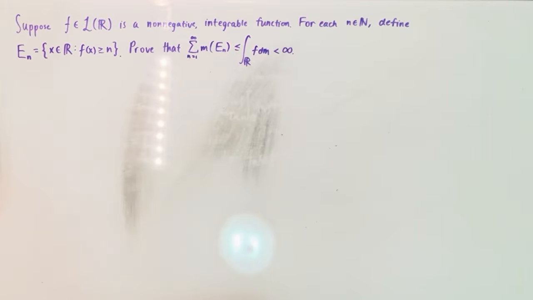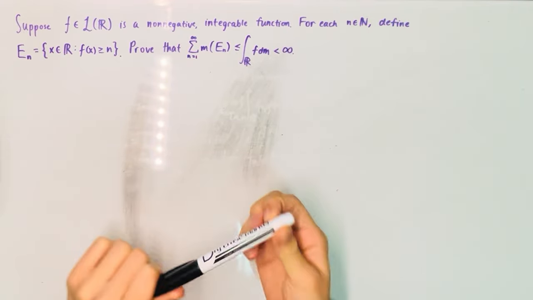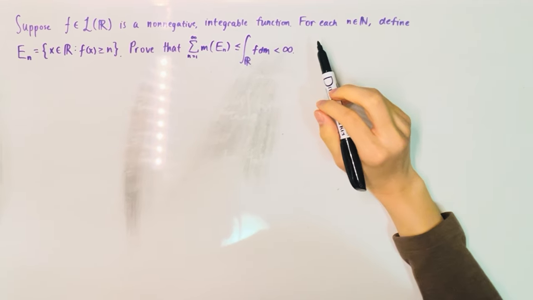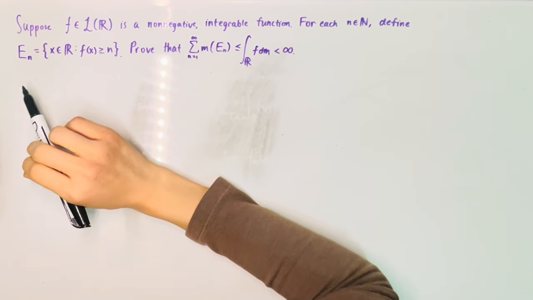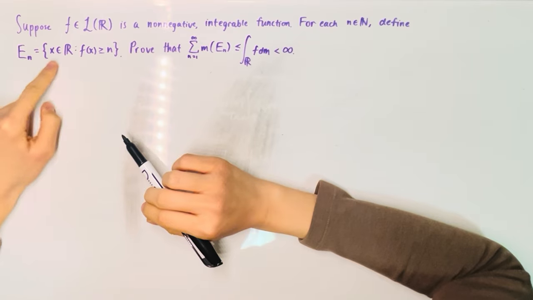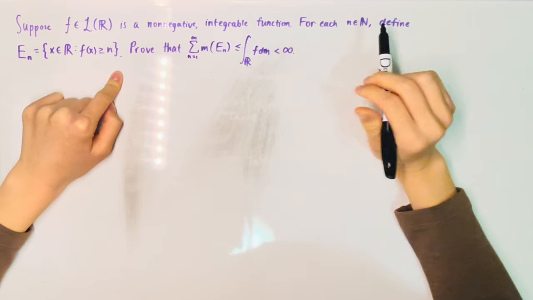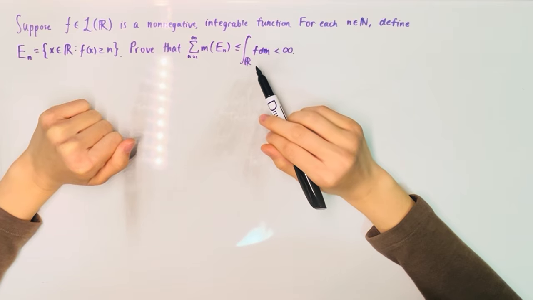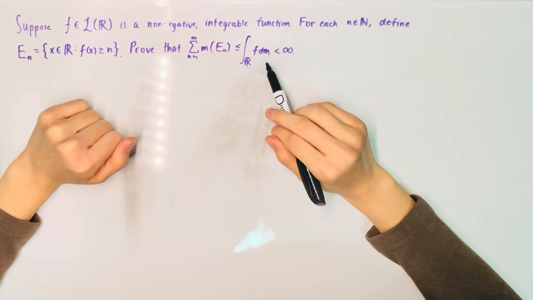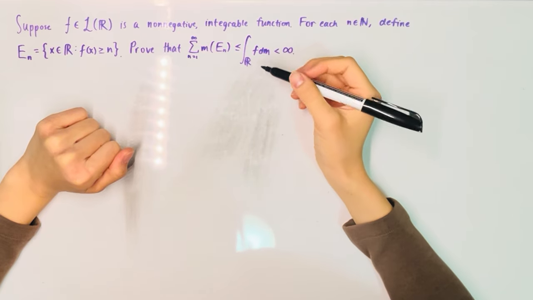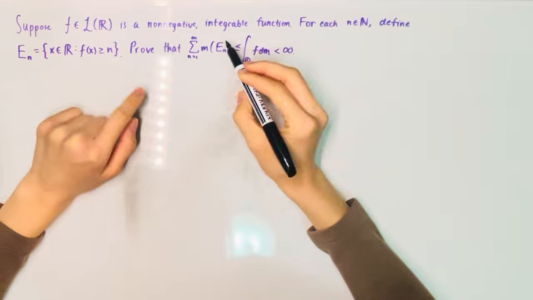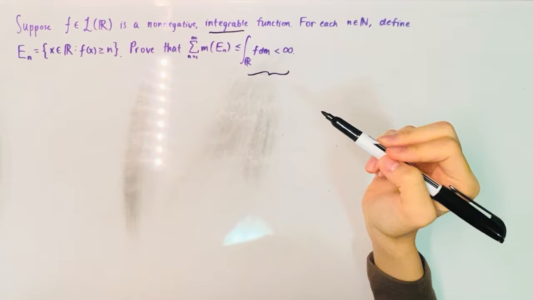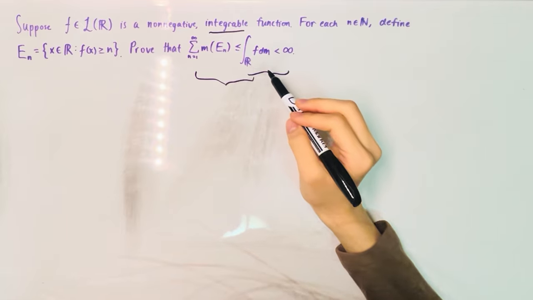All right, let's do this Lebesgue measure integration problem. Suppose f is a non-negative integrable function. For each n, define E_n to be the set of all x in R such that f(x) is greater than or equal to n. We want to prove that the infinite sum of all these measures is less than or equal to the integral of f, which is finite. Notice that this part is automatic because we're given that f is integrable, so the Lebesgue integral is finite. Okay, so now we're just worried about proving this part.